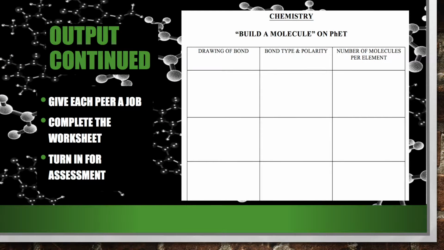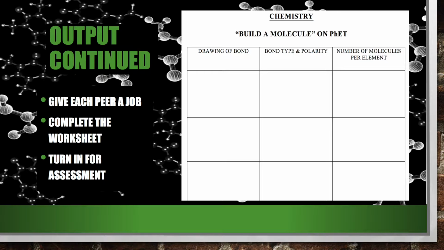Each member of the group is going to be assigned a job. One person is going to be responsible for building the molecule on the simulation, while another person is going to be responsible for drawing that out onto the paper worksheet. Another person is responsible for documenting the bond's polarity and whether or not it's ionic or covalent. And the fourth person is going to be responsible for listing how many of each atom were used to form the atomic or molecular bond.